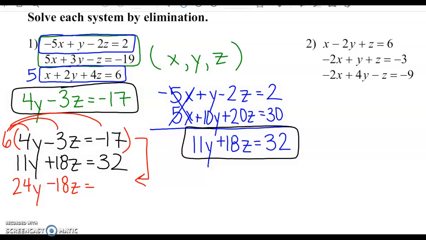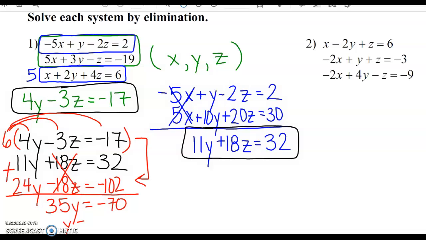I'm going to double check that in my calculator file. 6 times negative 17, negative 102. So now I'm going to add these 2 together. The z's cancel out. 11y and 24y is 35y. 32 and negative 102 is negative 70. So then negative 70 divided by 35 gives me y is negative 2.